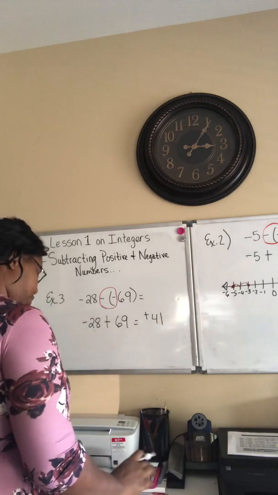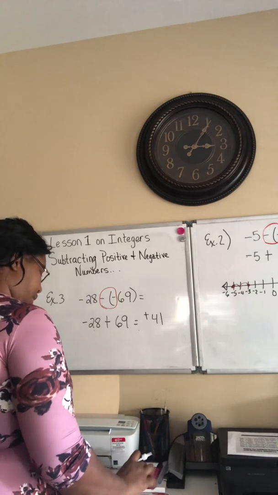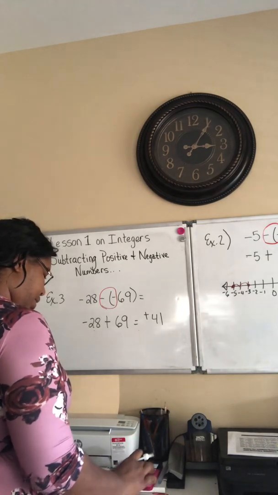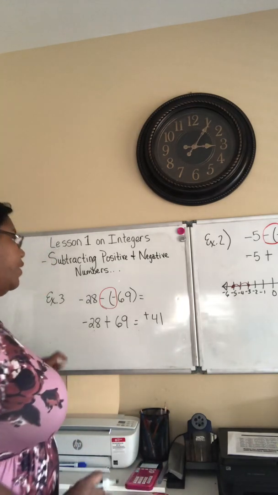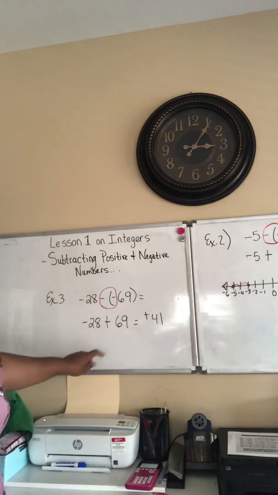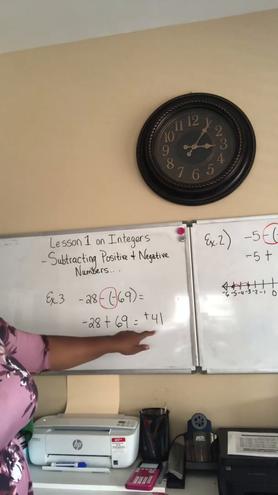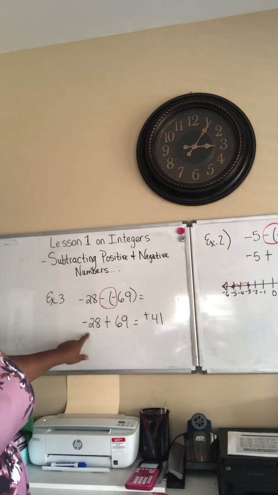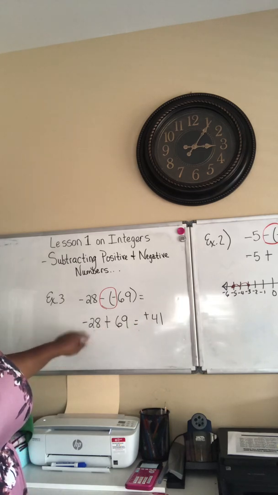Let's double check that, make sure. Lately me and basic math is not getting along. Yes, 41. Okay, so take the sign of the bigger number. That should be the sign of your answer. And then subtract the two numbers.